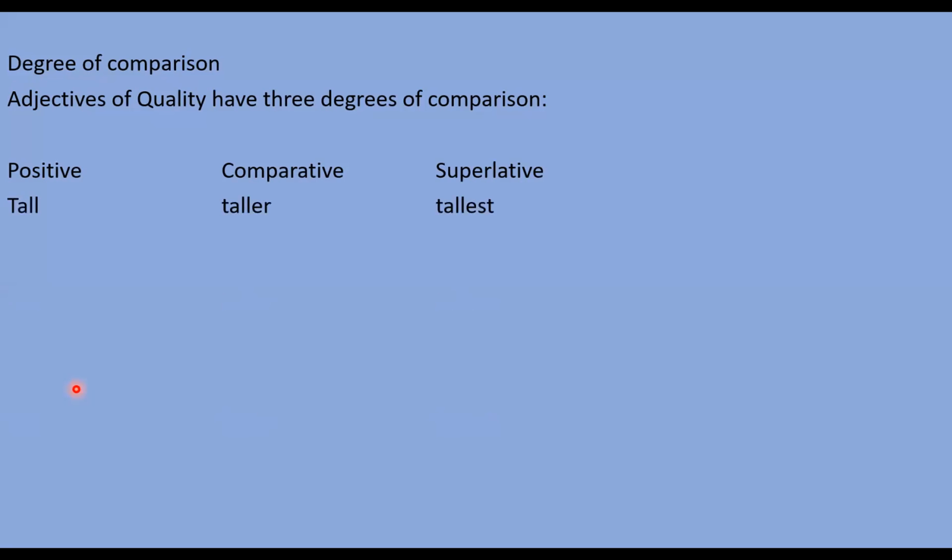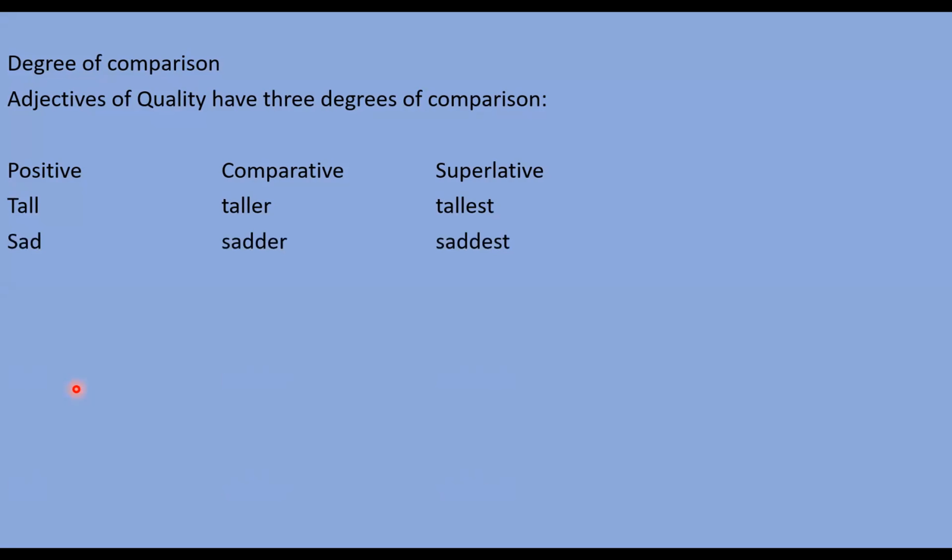So if I say tall, that is a positive degree. And if I say taller, that is comparative. And if I say tallest, that is superlative. So, dear students, you can see here, tall is our positive degree. To make it comparative, we have added here er, and to make it superlative, we have added here est. So simply we have to understand, whenever we have to make comparative degree or superlative degree, we have to add only er or est to the positive degree, right? By adding er or est, we can make comparative and superlative degrees.